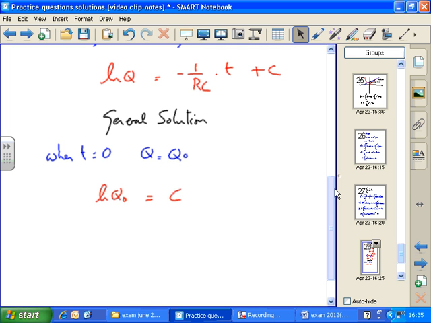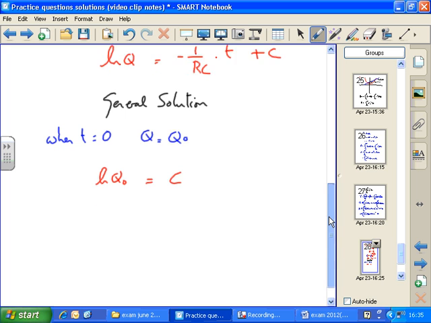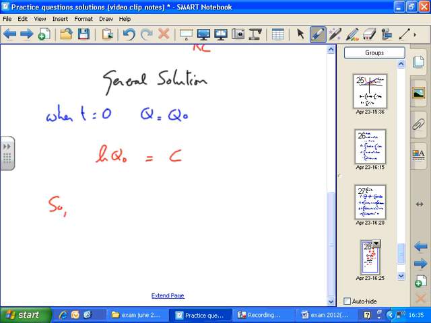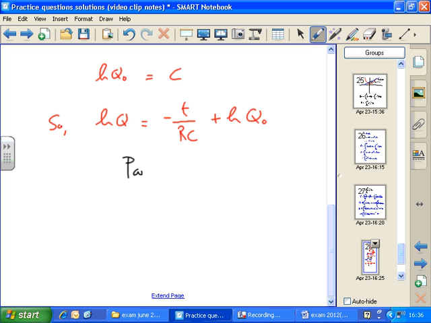So now I can write the particular solution to the differential equation. Log q equals minus 1 over RC, or minus t over RC, combining them together, plus the log of q0, where q0 is the initial charge. And that would be the particular solution, but again, in implicit form. You might have to carry on from that and get the explicit form in the form q equals something. So let's carry on and try and do that.